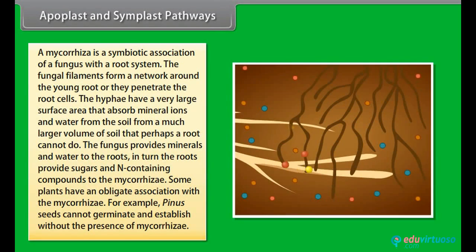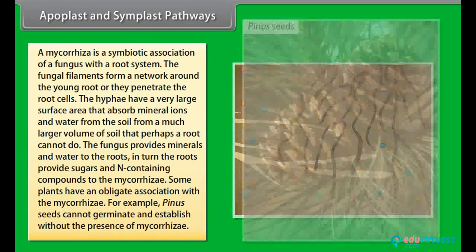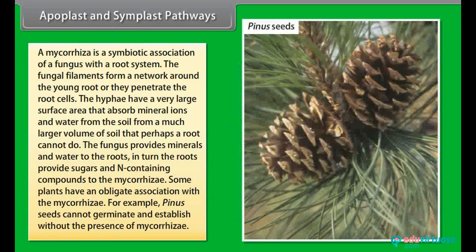The fungus provides minerals and water to the roots. In turn, the roots provide sugars and nitrogen-containing compounds to the mycorrhizae. Some plants have an obligate association with the mycorrhizae. For example, Pinus seeds cannot germinate and establish without the presence of mycorrhizae.